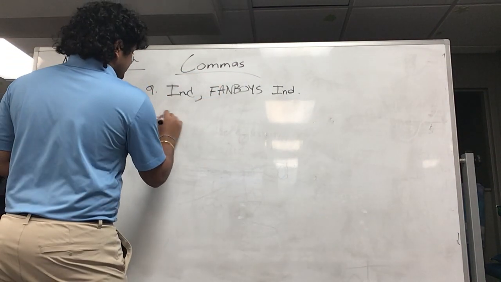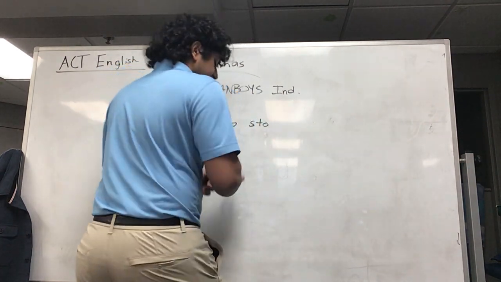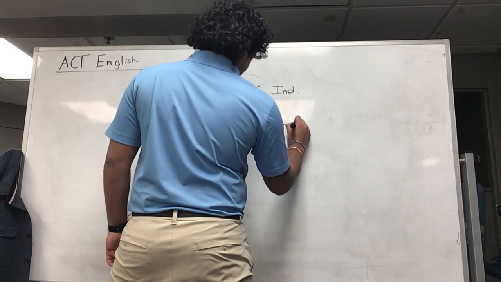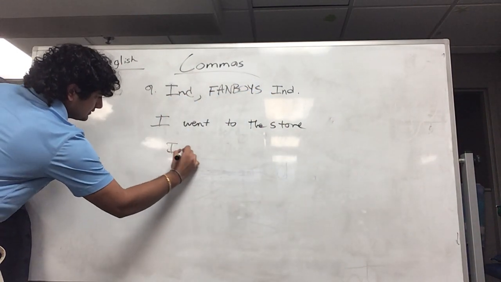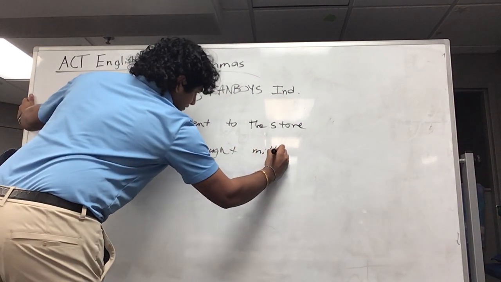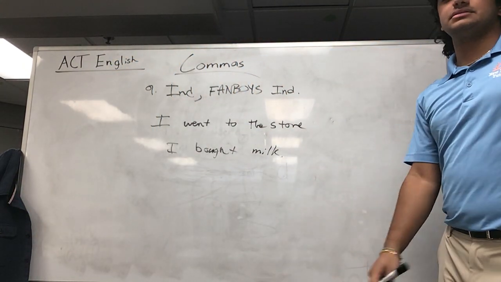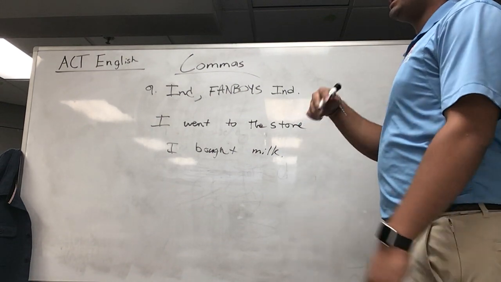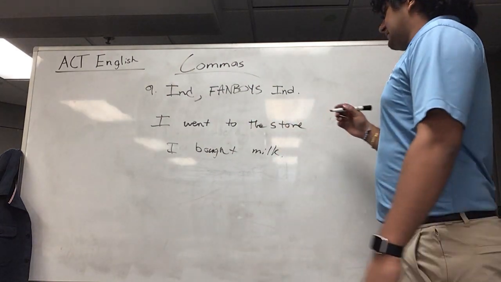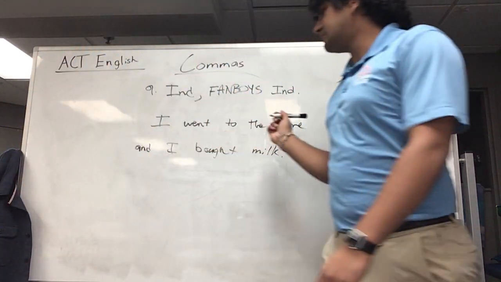Okay, let's say you have two independent clauses here. I went to the store. And I bought milk. Those are our two independent clauses. I went to the store, I bought milk. Now, can I just say that in one sentence? I went to the store, I bought milk. Well, we'd sound like a child, so no. Now let's say we put in our fanboys word. Let's use and here. I went to the store and I bought milk.